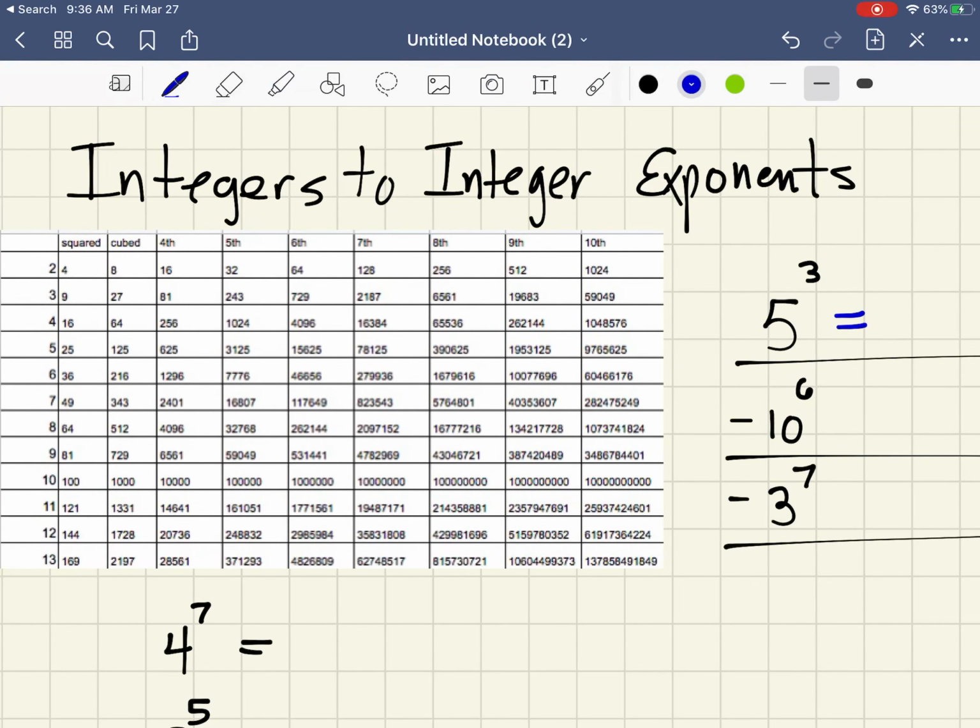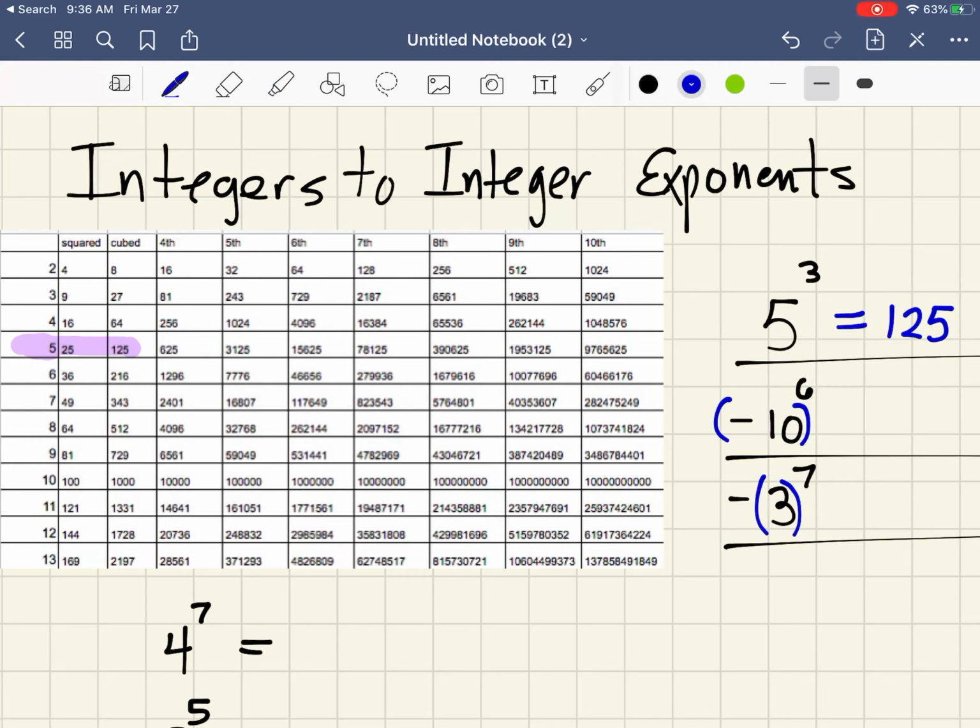So when you see 5 to the 3rd power, we're going to go to the 5th row. This is squared. This is to the 3rd. So 125 is the answer to that. Here, I really should put that in parentheses. Okay, I'll do this one a little differently so that you can see the difference here.